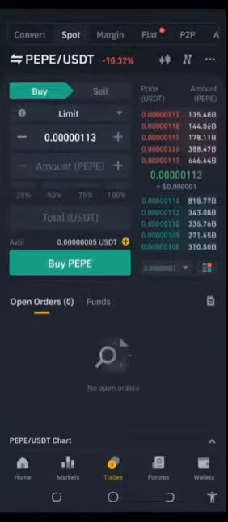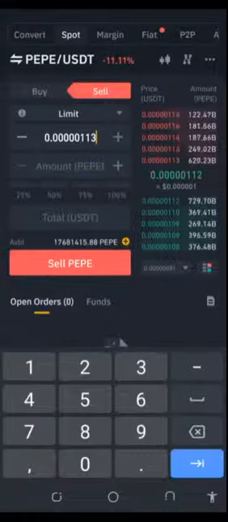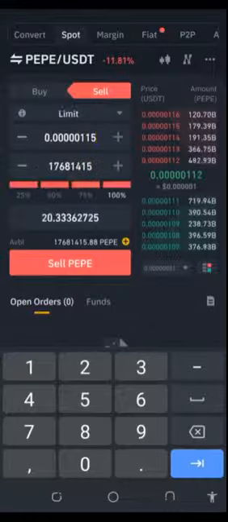As you can see, it has already bought. So the next thing is for us to quickly set our sell limit. Don't forget that what we actually set as our buy limit was 113. So now for our sell limit, we're going to take it to 115. For us to do this, we just have to pick up 100%.